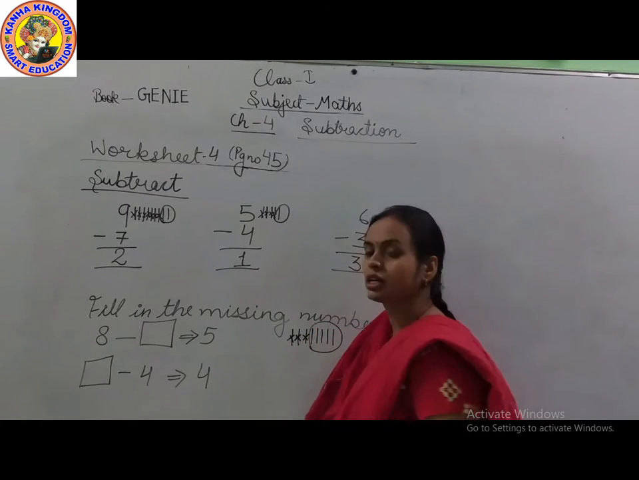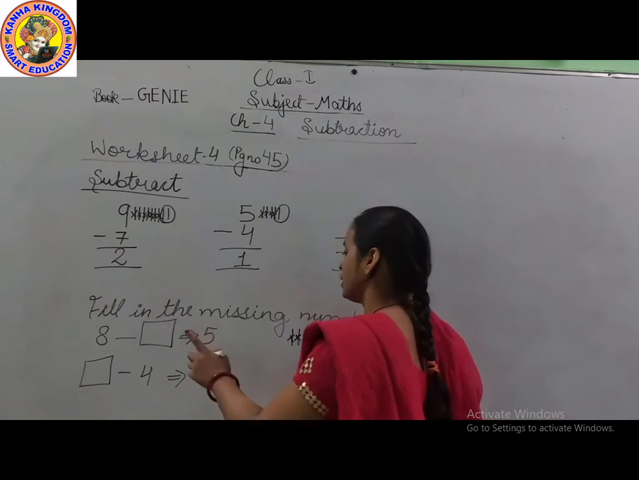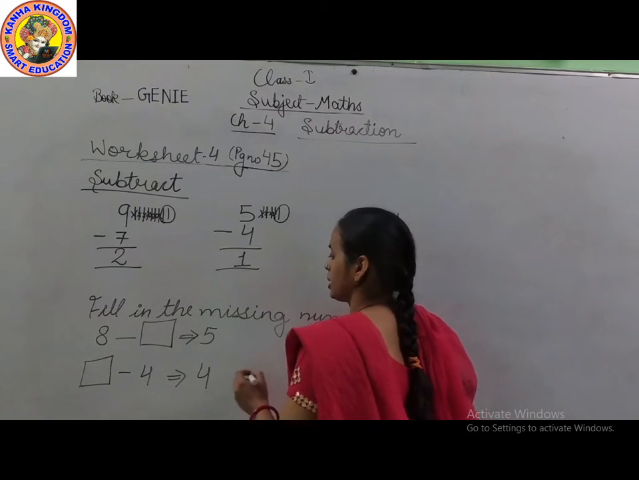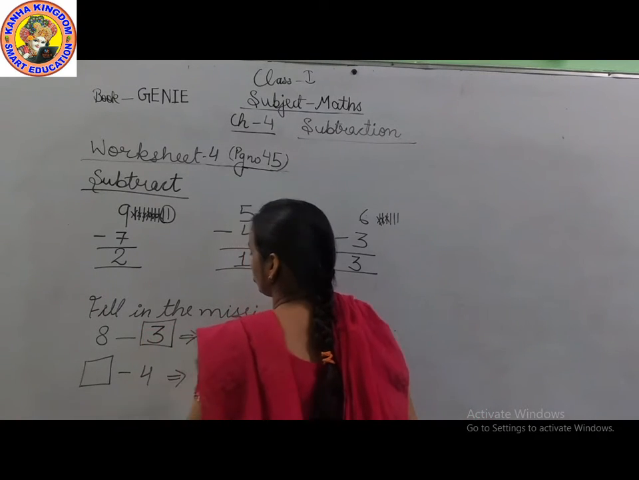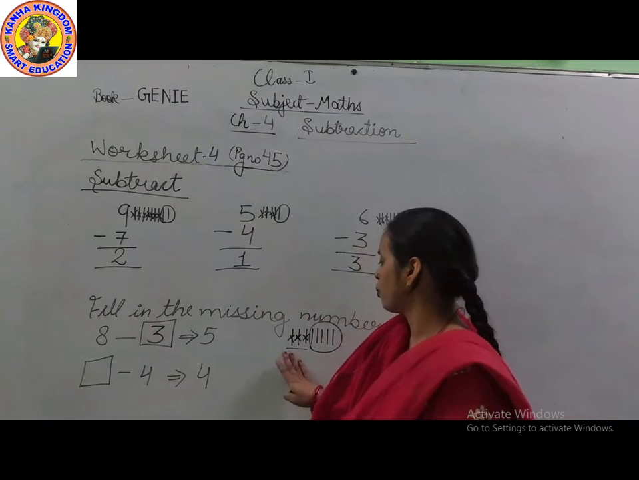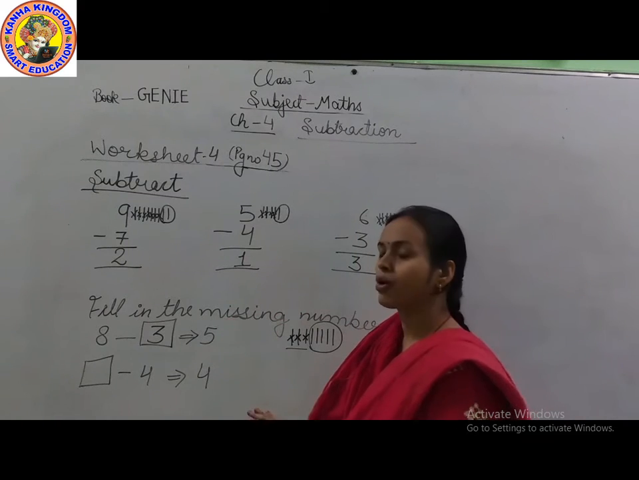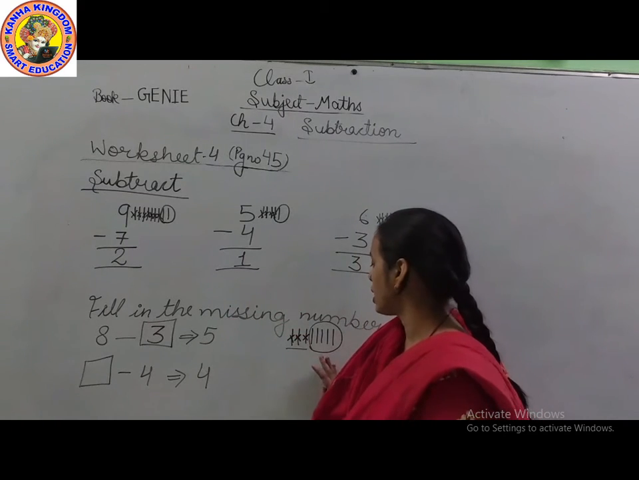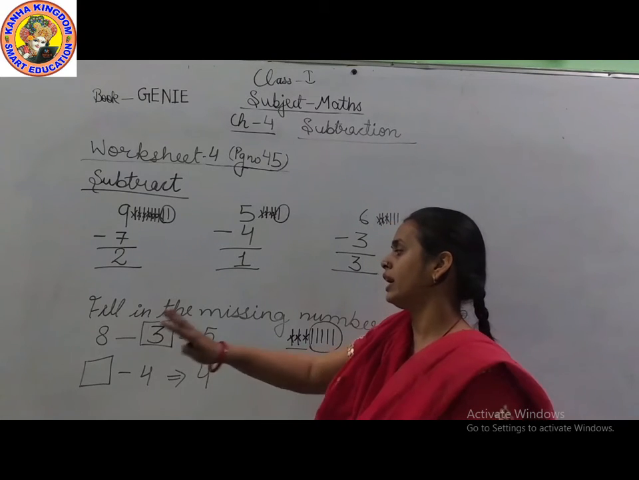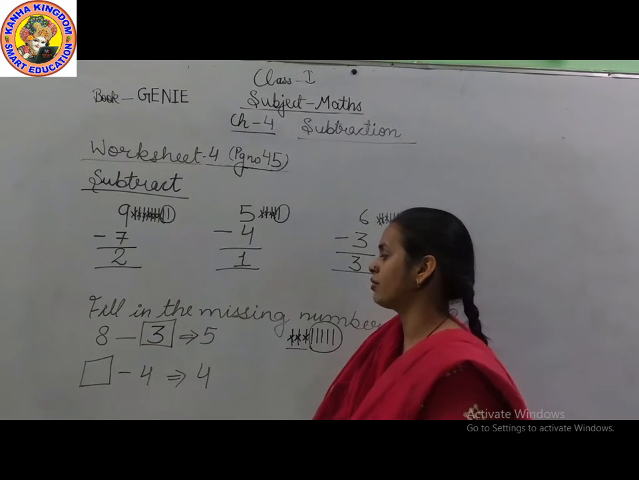So we get our answer, means 8 minus 3 equals 5. When we take away 3 from 8, our answer is 5. So 8 minus 3 equals 5.